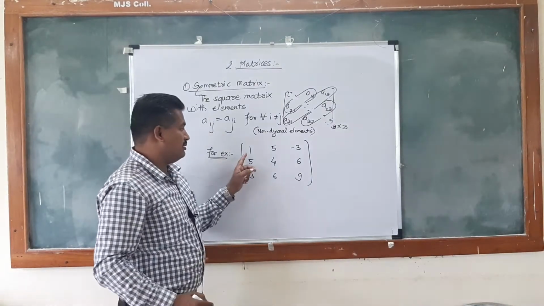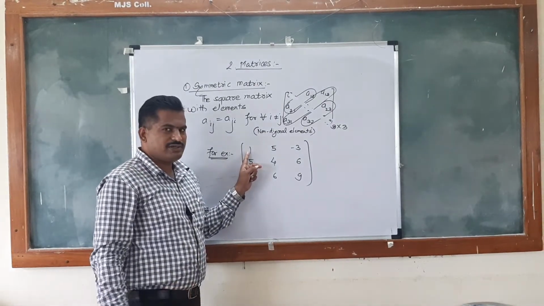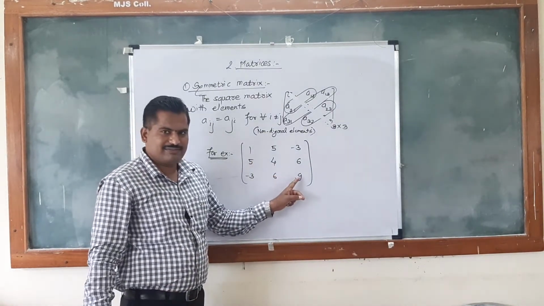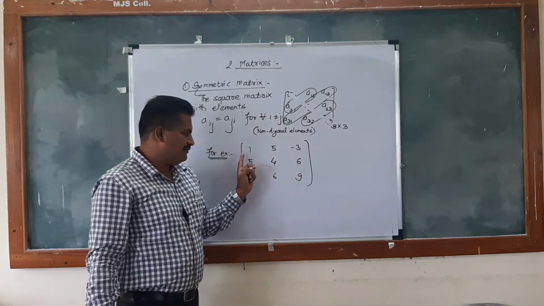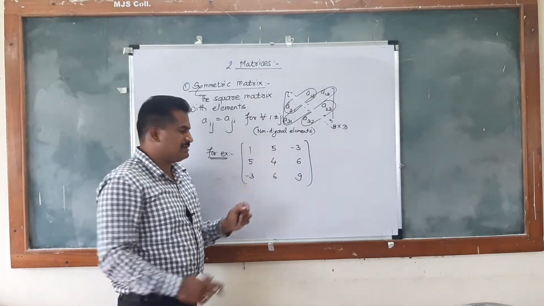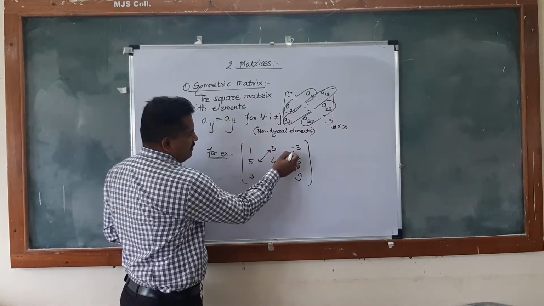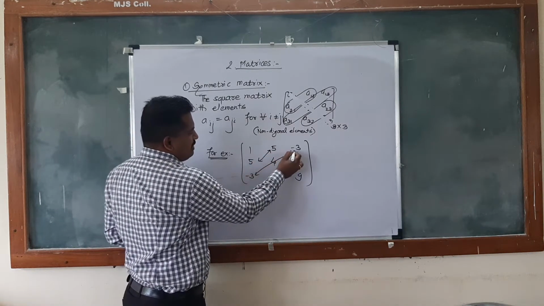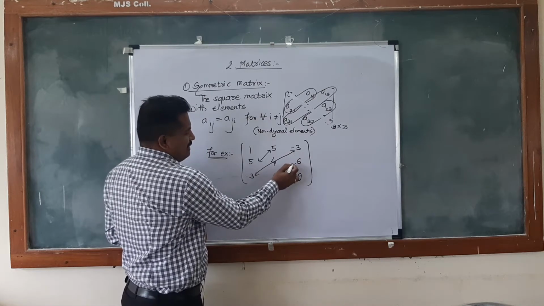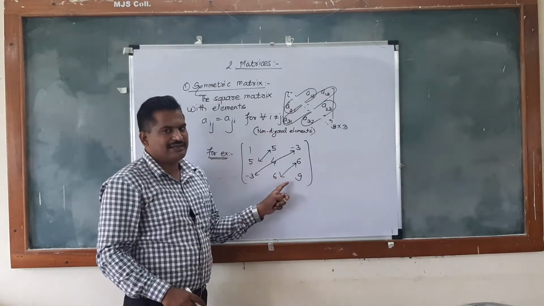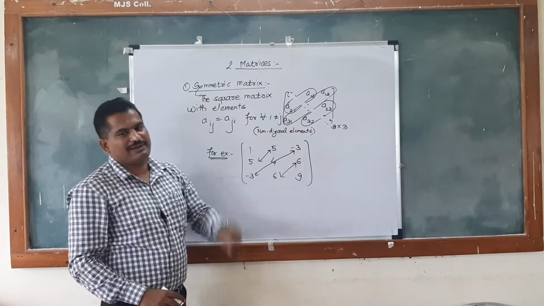We don't observe the diagonal elements, but we observe the non-diagonal elements. If these elements are identical, then it is a symmetric matrix.